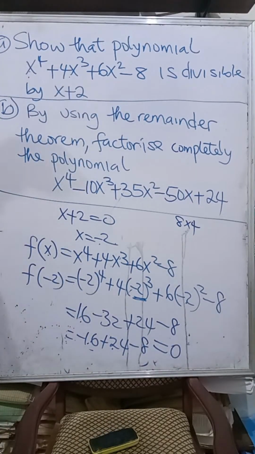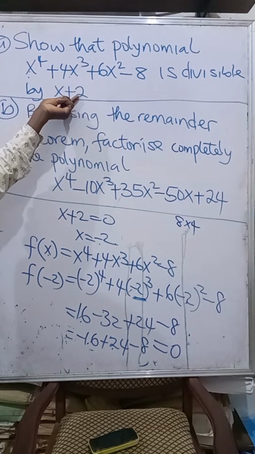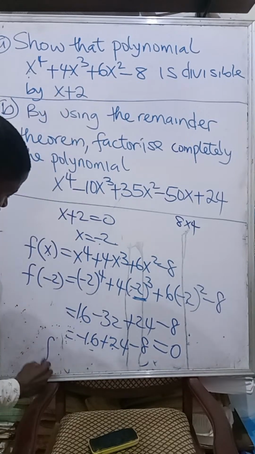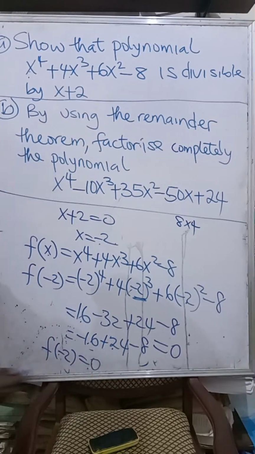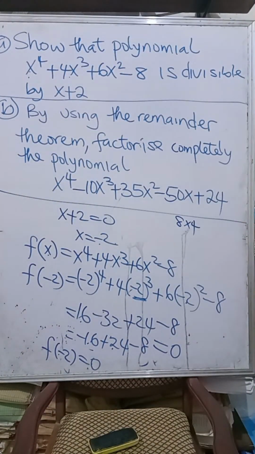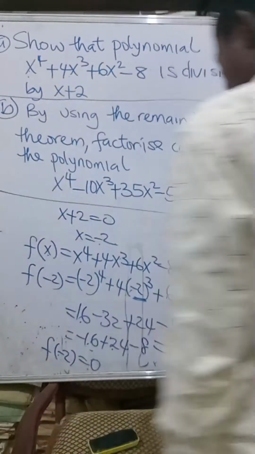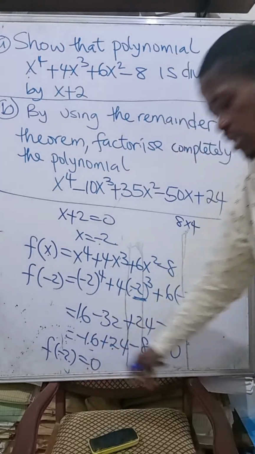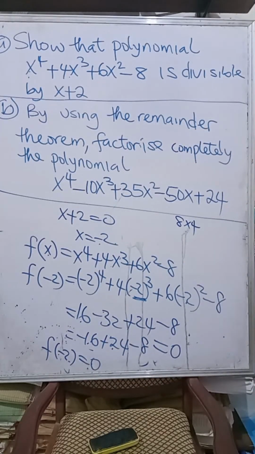Okay. So show that the polynomial is divisible by what? By x plus 2. So if it's divisible by x plus 2, this f of minus 2 must be equal to 0. That shows that it is divisible by x plus 2. Since our answer is 0, it's confirmed that f of minus 2 is 0. So that's that on that case.